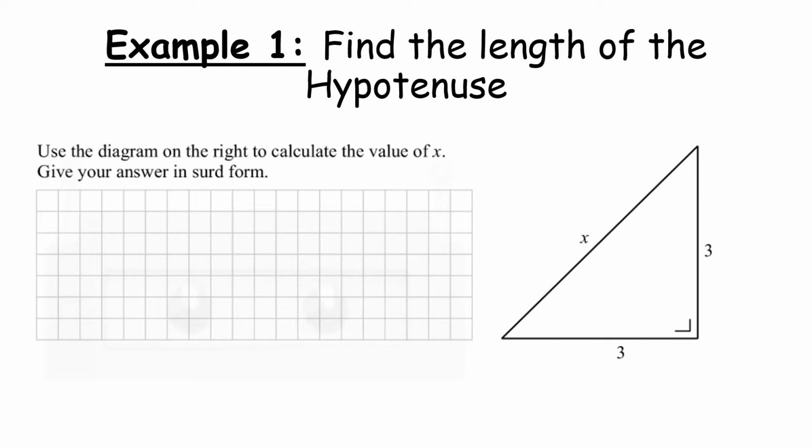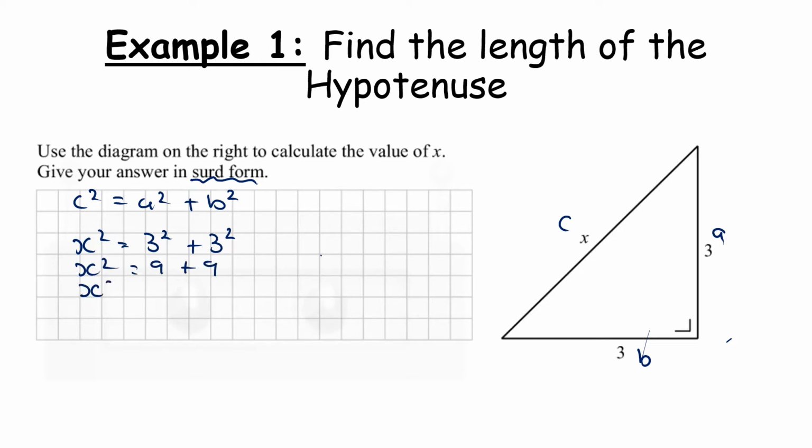Use the diagram on the right to calculate a value for x. Give your answer in surd form. That's important, that's working with our square roots. The first thing I'm going to do is label my triangle C, A, B. I then write down my formula, which is c squared equals a squared plus b squared, so x squared is equal to 3 squared plus 3 squared. x squared is equal to 9 plus 9. x squared is equal to 18. x is equal to the square root of 18.